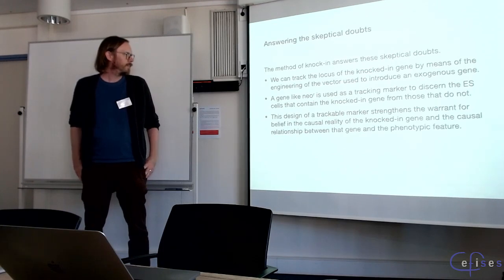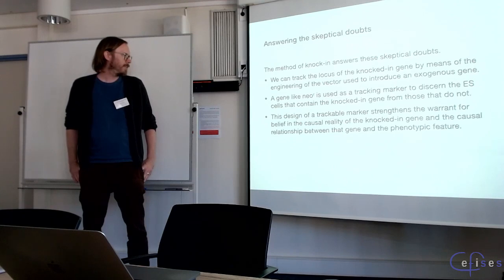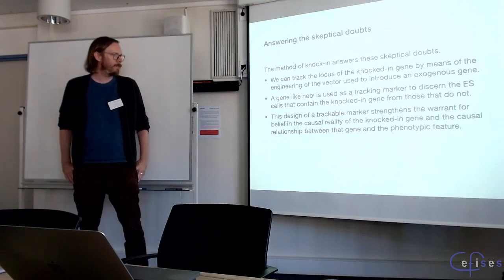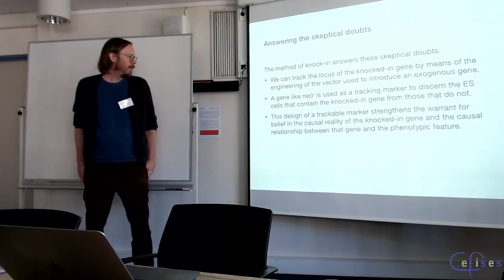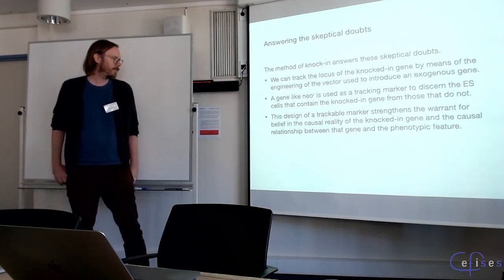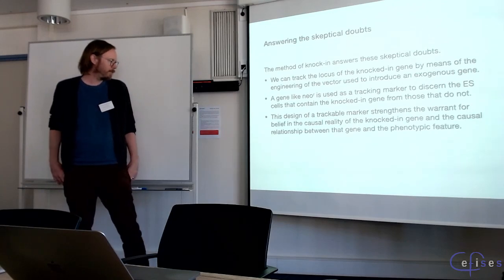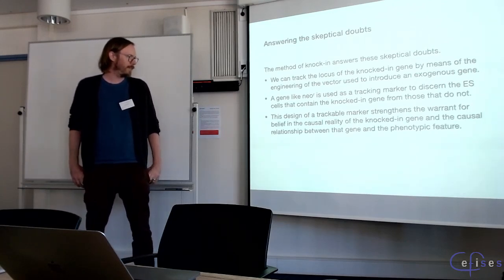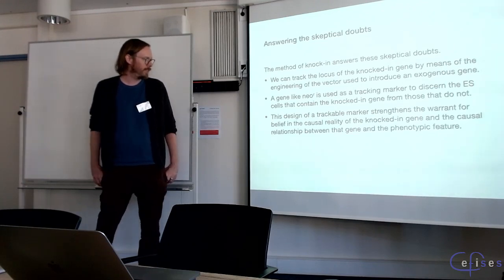So you can track the locus of the knocked-in gene by means of engineering of the vector used to introduce an exogenous gene. A gene like NeoR is used as a tracking marker to discern the ES cells that contain the knocked-in gene from those that don't. And the design of a trackable marker strengthens the warrant for belief in the causal reality of the knocked-in gene and the causal relationship between that gene and the phenotypic feature.